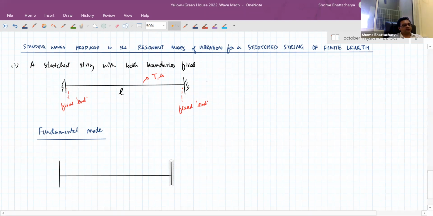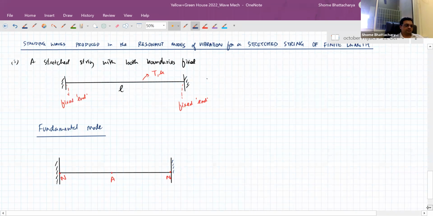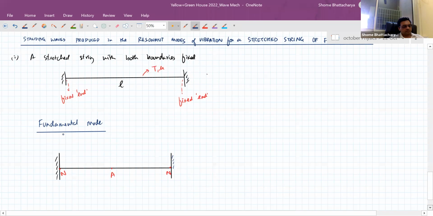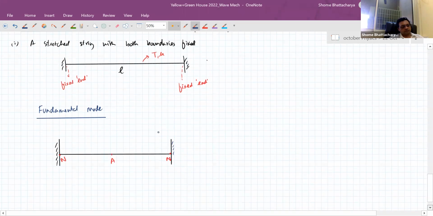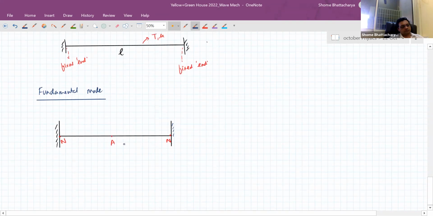So the midpoint of the string acts like an antinode, whereas the two fixed ends, because they are fastened to a rigid wall, will act like nodes because they will not have any displacement amplitude. So the string will vibrate in a pattern which over time looks like this. See, this is the shape of vibration of the string.